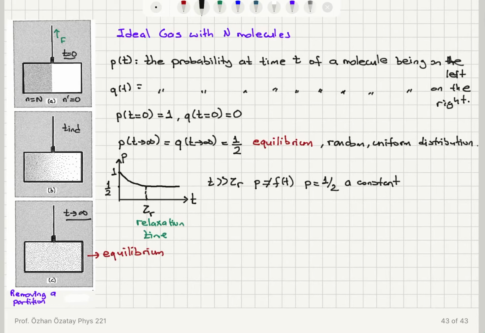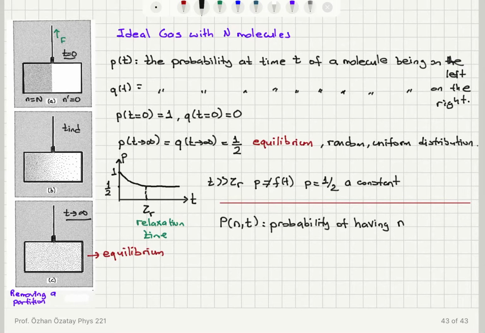Well, let's define another probability as an example. So let's call this probability P_n(t), the probability of having lowercase n molecules on the left at time t. Okay, so that's the probability I'm talking about. Then I ask myself, what is the probability of having all the molecules on the left at time t equal to 0? It is 1.